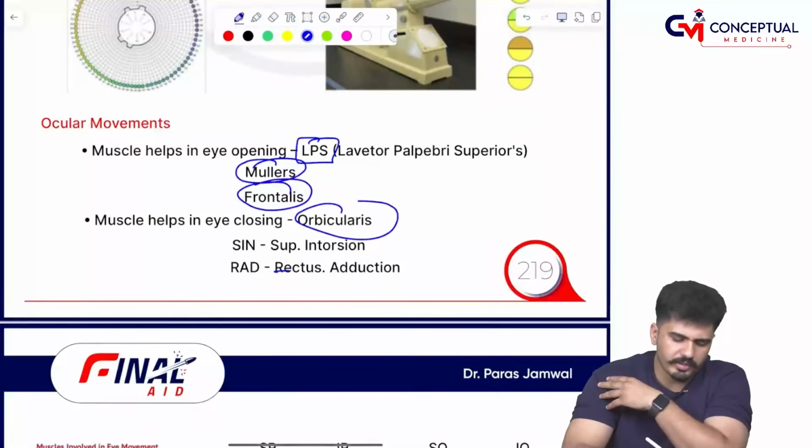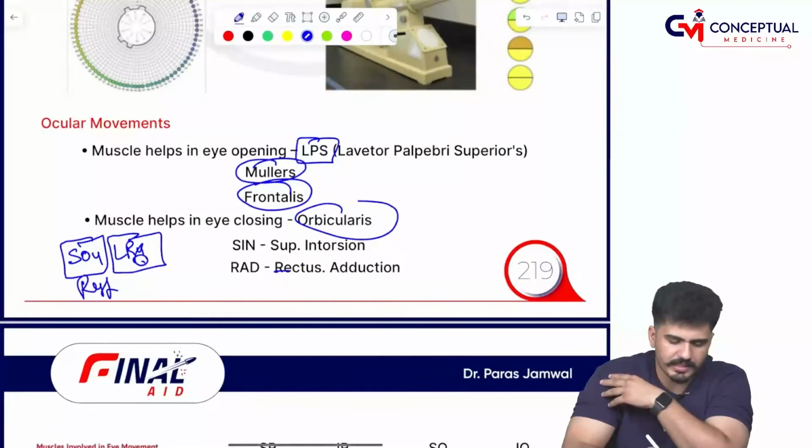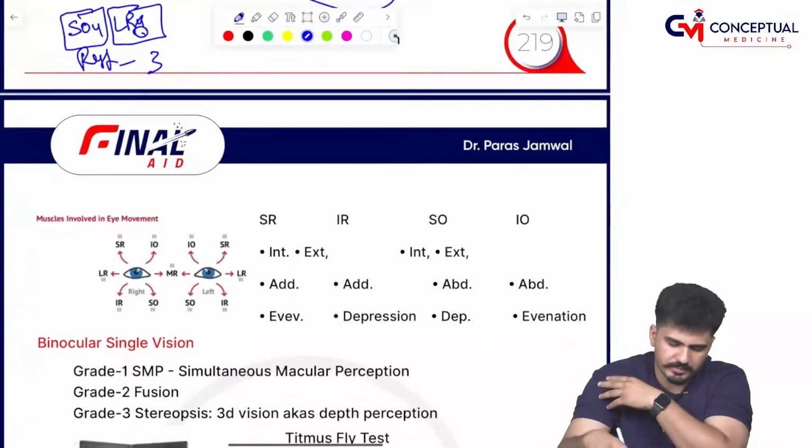Then one mnemonic you have to remember: SIN RAT, superior intorts, and rectus adducts. And another mnemonic is SO4 LR6. Superior oblique is supplied by the 4th nerve, lateral rectus is supplied by the 6th nerve, and the rest are all supplied by the 3rd nerve.